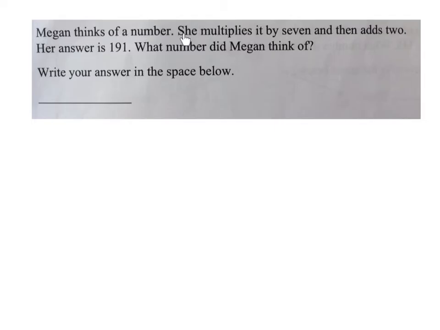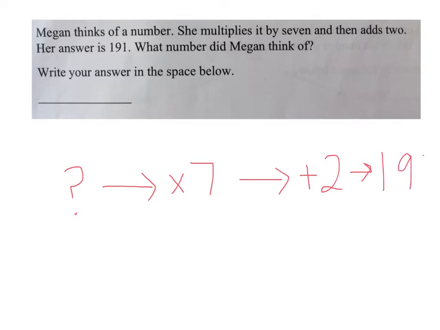Megan thinks of a number. She multiplies it by 7, then adds 2. Her answer is 191. What number did Megan think of? Well, this is basically a function machine. We start with a number. On this occasion, we don't know it. We have to then multiply it by 7, and then we have to add on 2, and we know that it's given us an answer of 191.